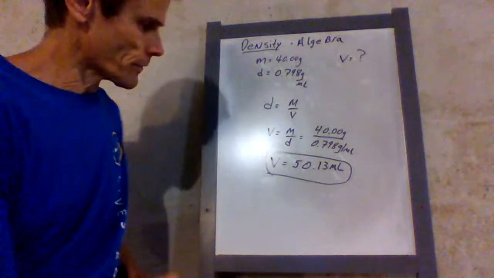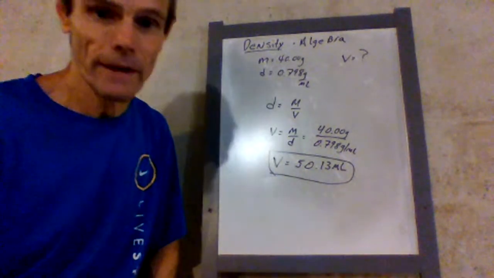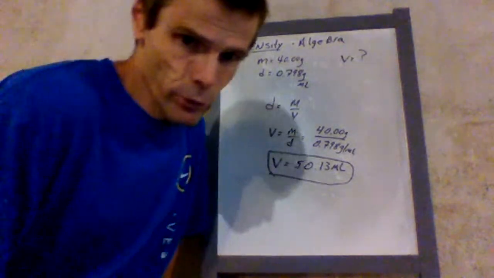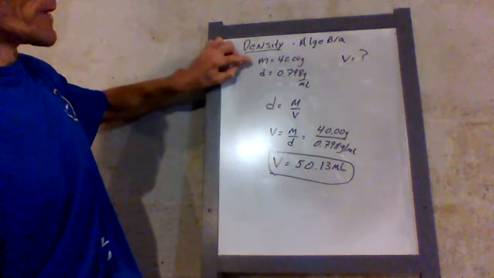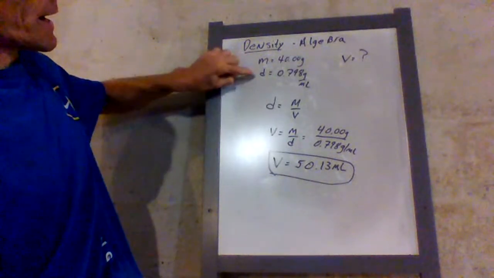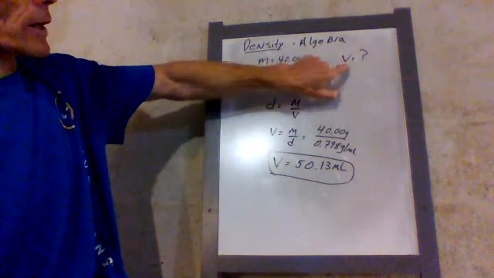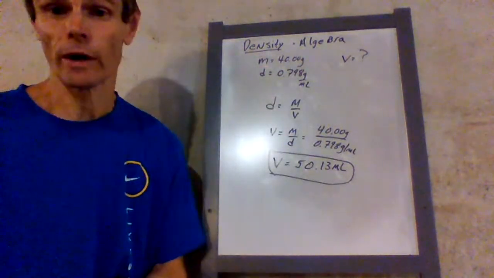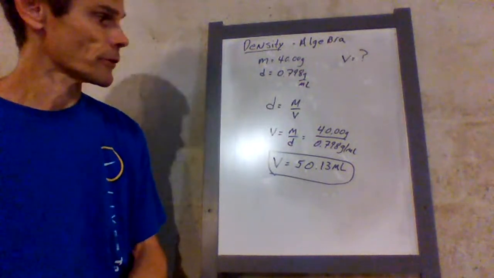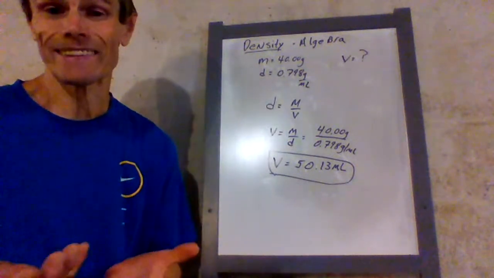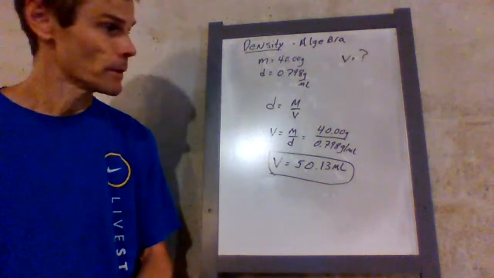So in this case, we're going to solve a problem involving density using a step or two of algebra. So let's remember that we're given our mass is 40 grams. Our density is 0.798 grams per milliliter. And our question is, what's our volume? And we're going to put our answer in units of milliliters. So let's write down simply what density is, like we would do in an algebra problem.